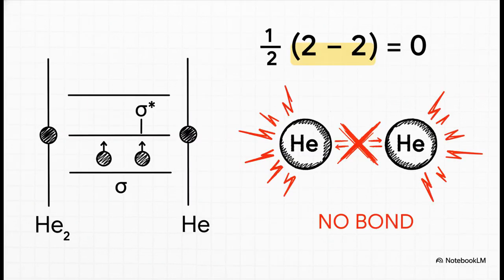Well, if you had a helium-2 molecule, you'd have 2 electrons going into the stable bonding orbital, but you'd also have to put 2 electrons into the unstable anti-bonding orbital. So our calculation is 1/2 of 2 minus 2, which is 0. A bond order of 0 means there's no advantage to sticking together, no stable bond forms. MO theory confirms what we already knew from just looking around: He2 does not exist.